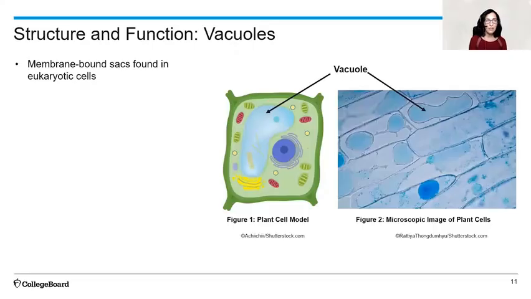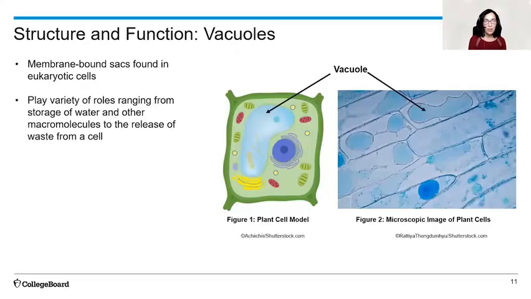Vacuoles are membrane-bound sacs found in eukaryotic cells, and they play a variety of roles, ranging from the storage of water and other macromolecules to the release of waste from the cell. And in figure 1, we have a plant cell, and plant cells have large central vacuoles. I thought this was a really cool image of plant cells from the microscopic view, and you can see nicely the membrane of the vacuole containing that fluid for that plant cell.